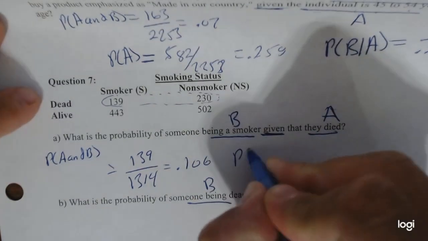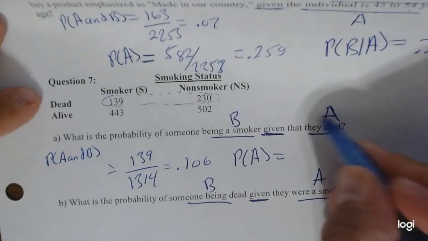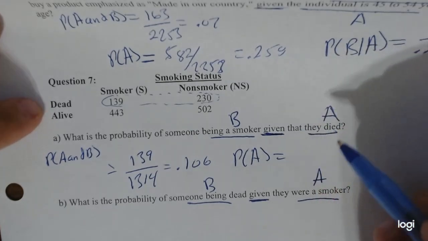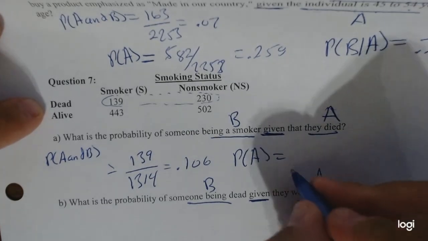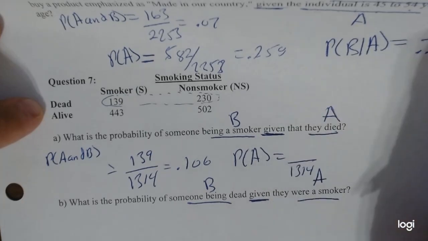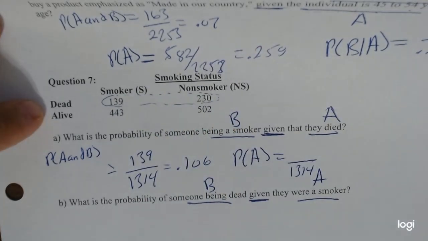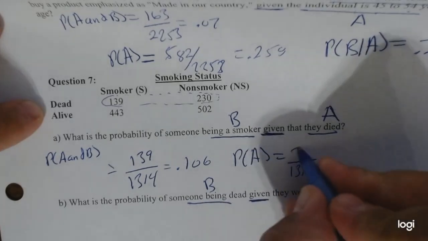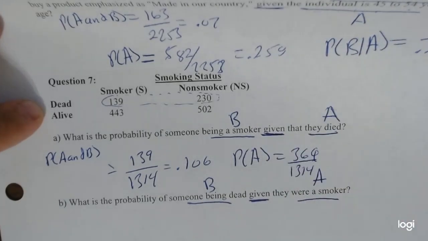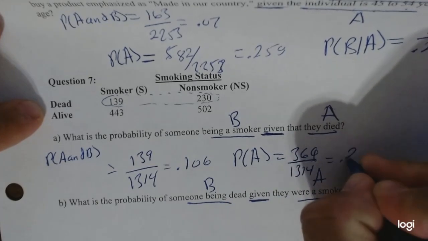So now we want the probability of A. So the probability of A is how many people died. According to our data, how many total people died? That'd be 139 plus 230, so a total of 369. So dividing that, we get approximately 0.281.